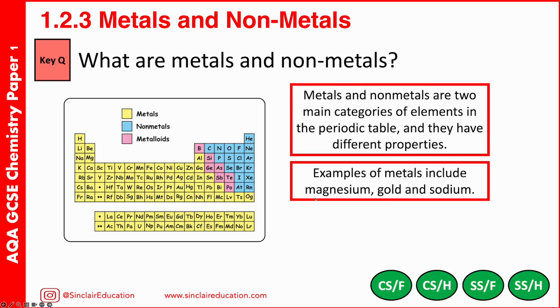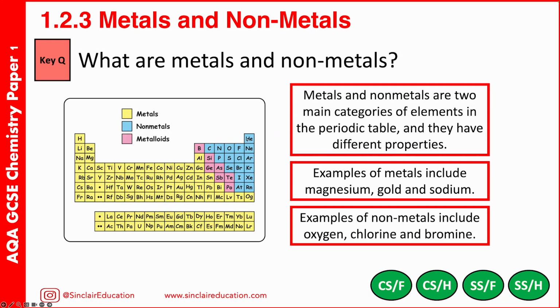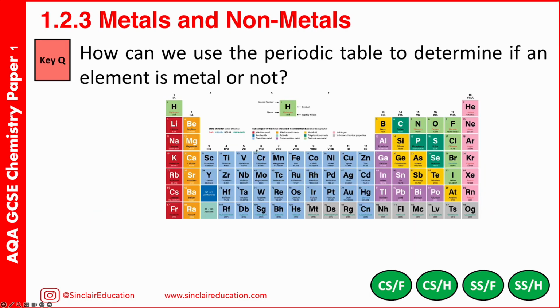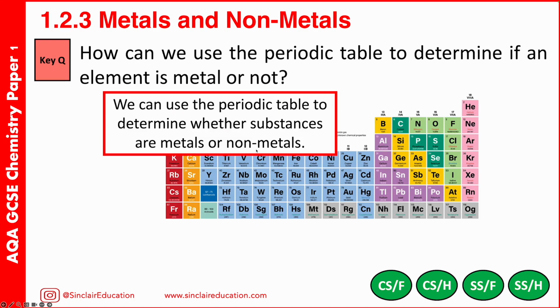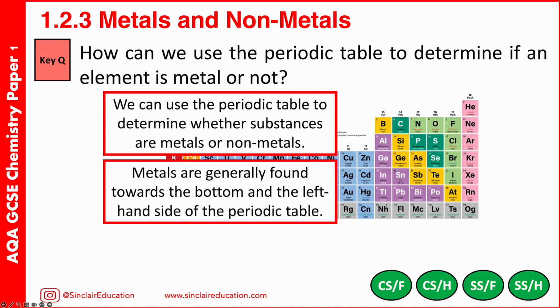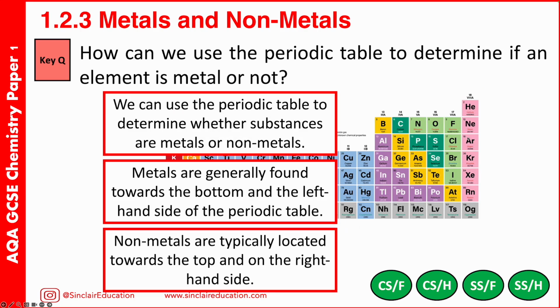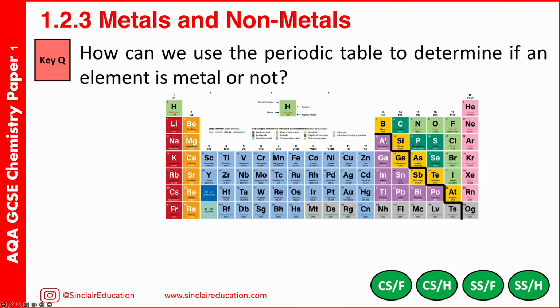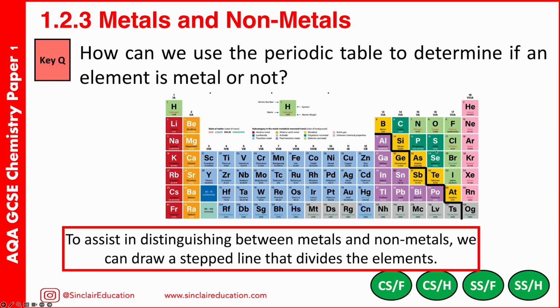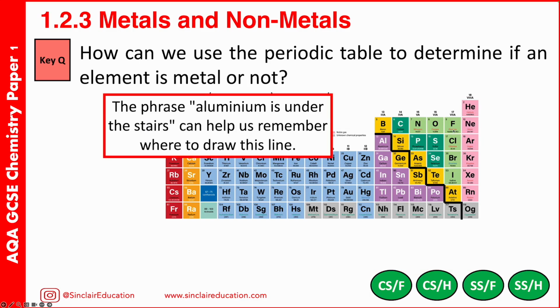Now, there's loads of different examples of some metals, and for non-metals, our halogens are a good group to go to here. When we want to find out if something's a metal or not, generally metals are found at the bottom and towards the left-hand side, while non-metals are found up here to the right, up and to the right. We can use this dividing line here as a rough guide. As a rough rule of thumb, on the left-hand side of this line, you're looking at metals. On the right, you'll have your non-metals. And the way to remember this is the idea that aluminium is under the stairs.